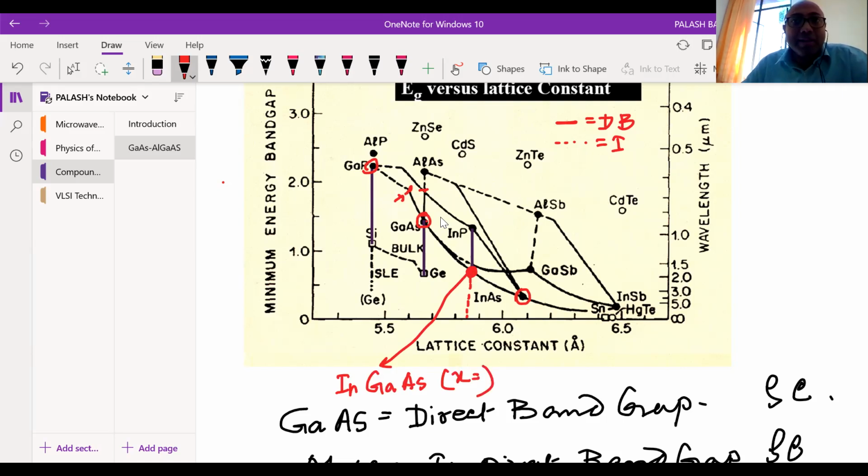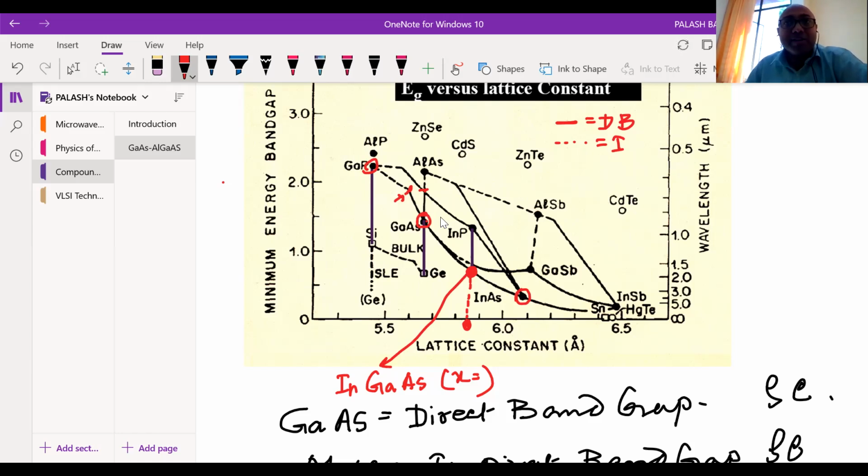At that X, if you carefully control it, you will reach the same lattice point as indium phosphide. It means you can deposit indium phosphide on indium gallium arsenide of a particular X, because at this point both have the same lattice constant. So there won't be any difficulty or lattice mismatch in depositing indium phosphide on indium gallium arsenide. There are plenty of other things in this chart, like gallium antimonide and aluminum antimonide, so you can do plenty of things.